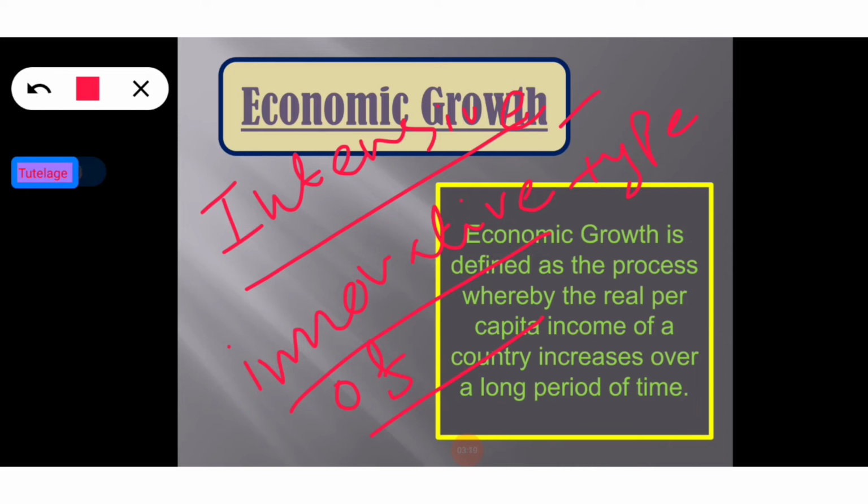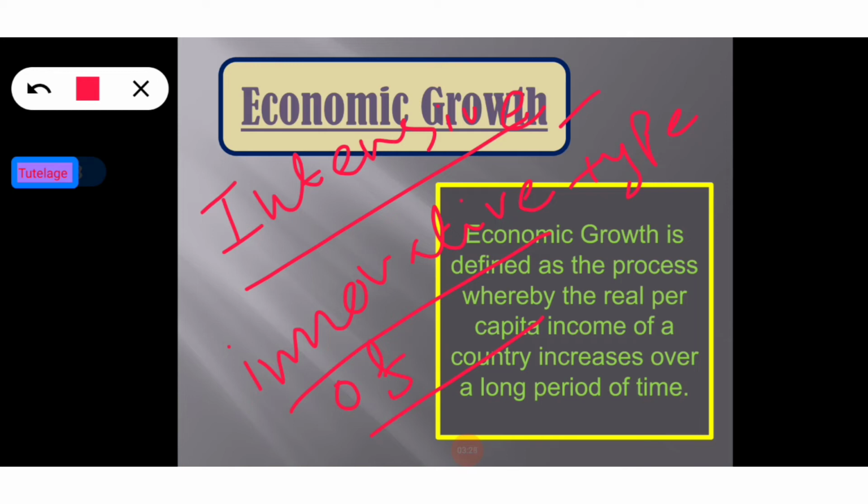I think this is clear. What are the types of economic growth, extensive and intensive, and what do you mean by extensive and intensive? I think this is clear. So, why is economic growth important for the developing countries?